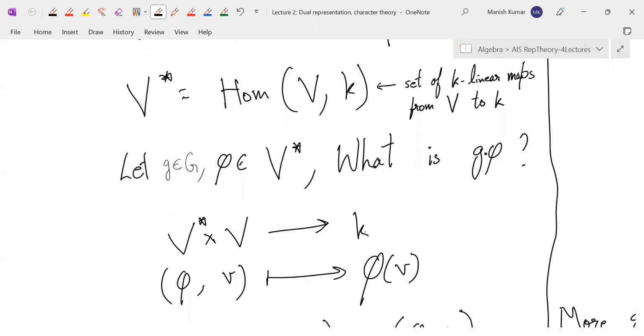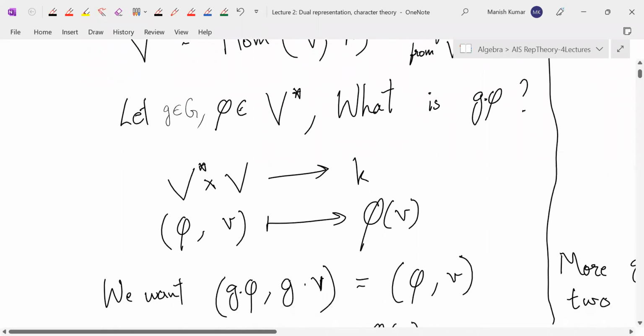So what we can ask is that the action of G on V star should be such that this pairing is invariant under the G action. So remember G acts. So we want to give an action on V star such that if we use the G action and the given G action on V, the pairing remains the same.